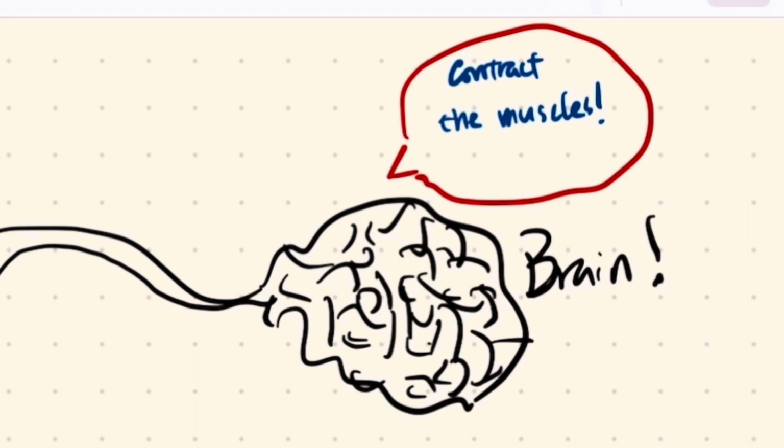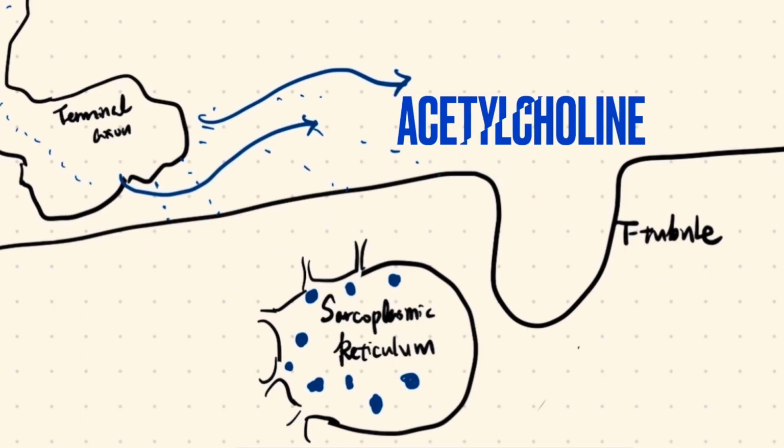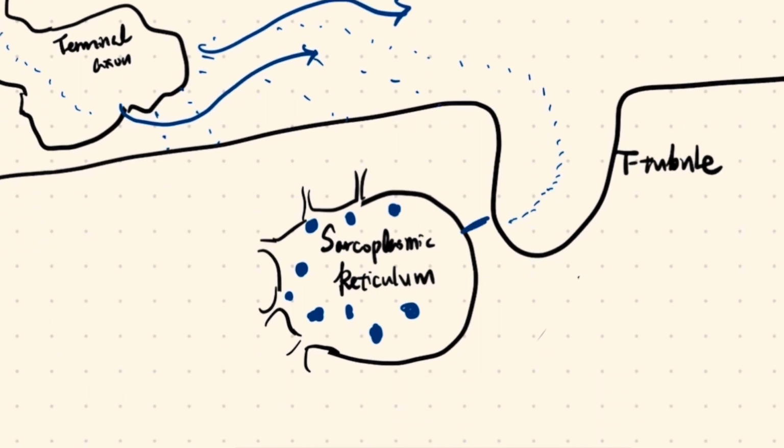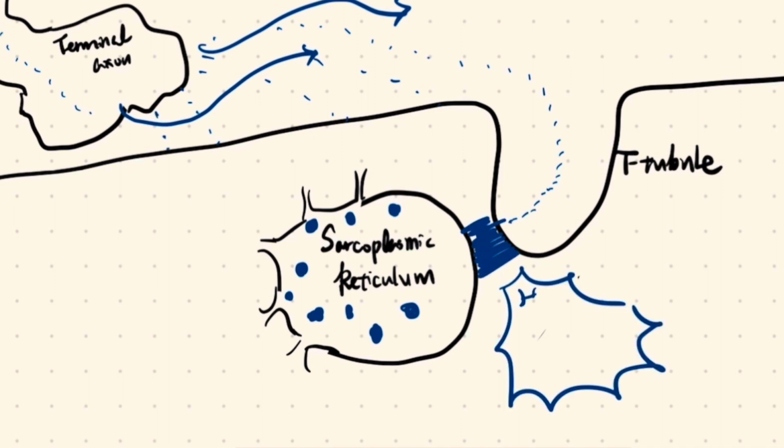When we want our muscles to contract, our brain sends chemical signals called acetylcholine through the motor neurons to our muscle cells, which leads to the creation of a muscle bridge between the T-tubule, an extension of muscle membranes, and sarcoplasmic reticulums.